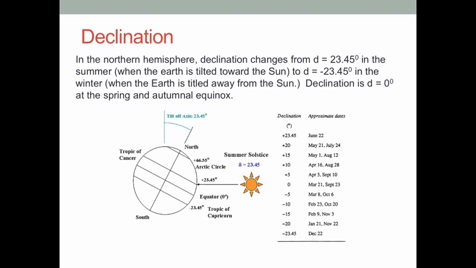You can see a list here of the declination as it changes through the year. These declinations are valid no matter where you are on the globe. It's the same value. You'll experience warm temperatures in June in the northern hemisphere and colder temperatures in June in the southern hemisphere. But the declination is the same anywhere on the globe.